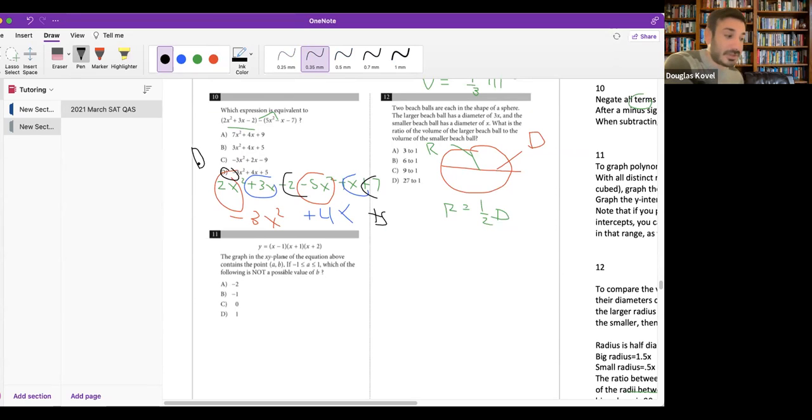A common wrong answer that students would put is C, because you would get C if you correctly negated the 5, but left x as negative x and left 7 as negative 7.